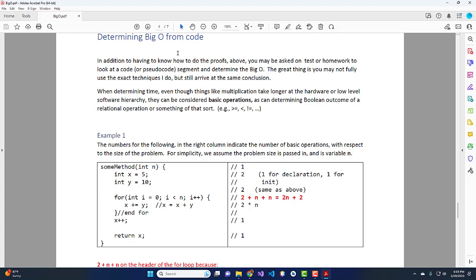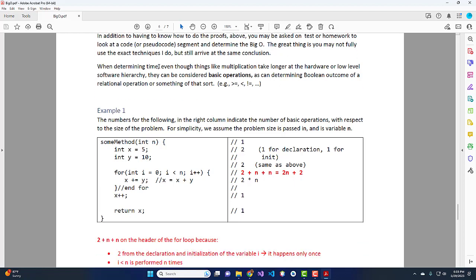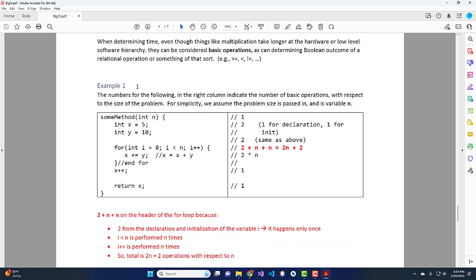The great thing is that you may not fully use the exact techniques I do, but still arrive at the same conclusion. Now that might seem kind of crazy or a little bit flaky, but it's actually pretty cool. So when determining time, even though things like multiplication take longer at the hardware, or what we would consider the lowest level, they can be considered the same type of basic operation as addition or subtraction or greater than or equal to or not equal to or not or and or anything like that. So, basic operations.